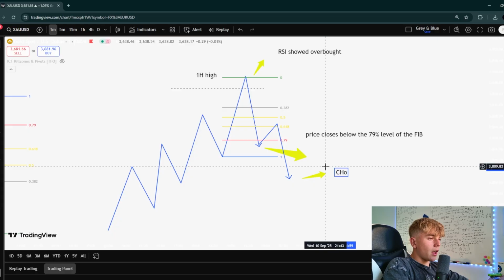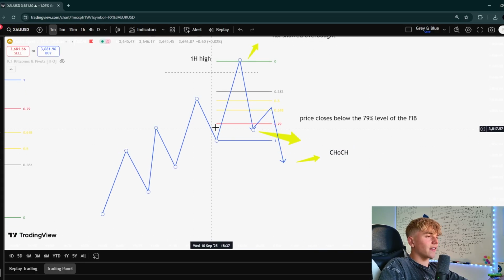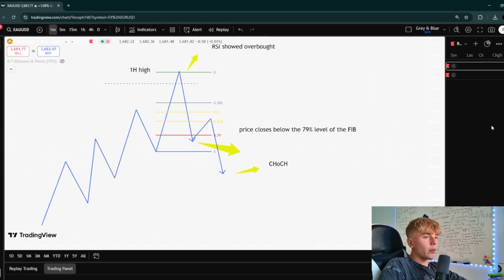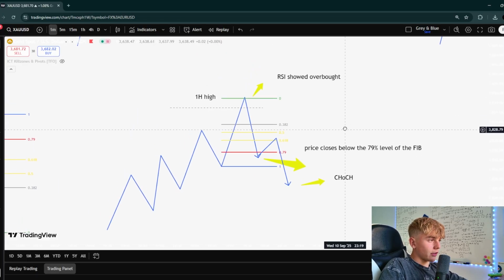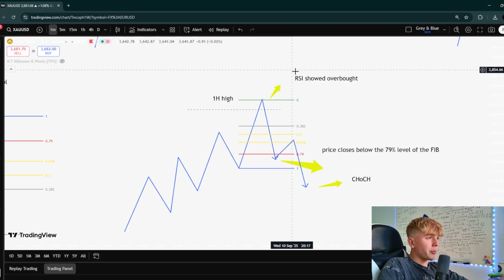This could be a very good indicator that this trend is reversing, because now we have 4 confluences that show that price is looking to change direction of the trend. We have a liquidity sweep, RSI being overbought, a close below the 79% fib, and a change of character.